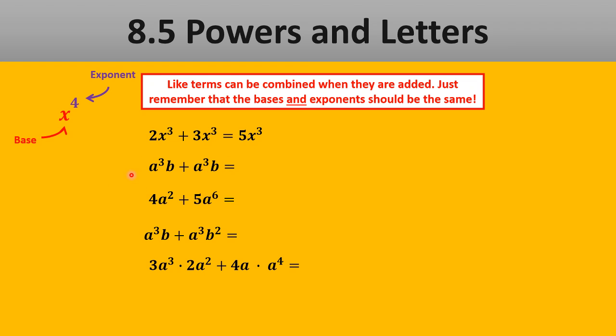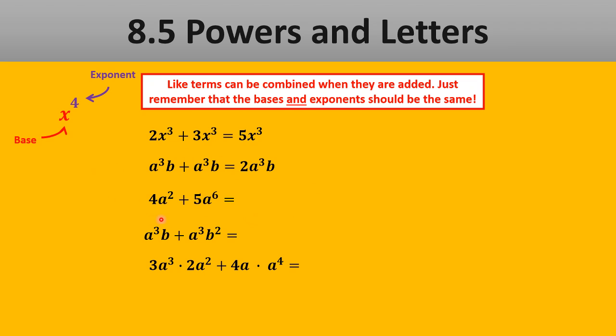First check. Are they like terms? Do they have the same numbers, the same letters and exponents, the same bases and exponents? The answer is yes, right? A to the third, a to the third here, b and b. So the answer here would be 2a to the third b. One of them here, one of them here. Together they are 2 of them.